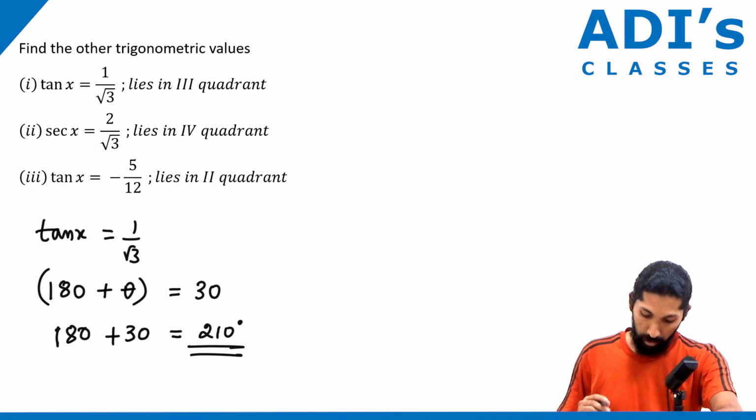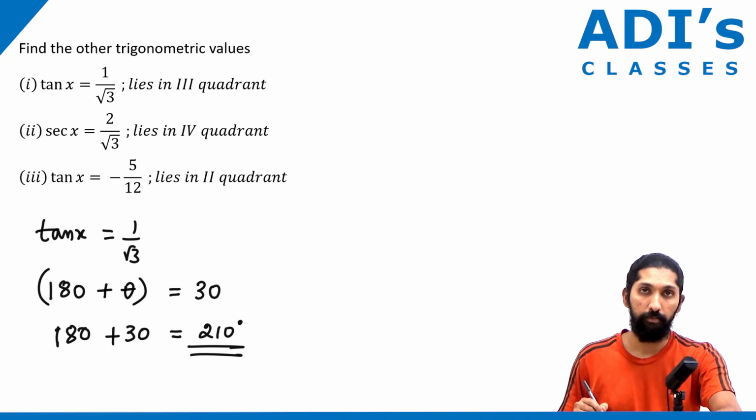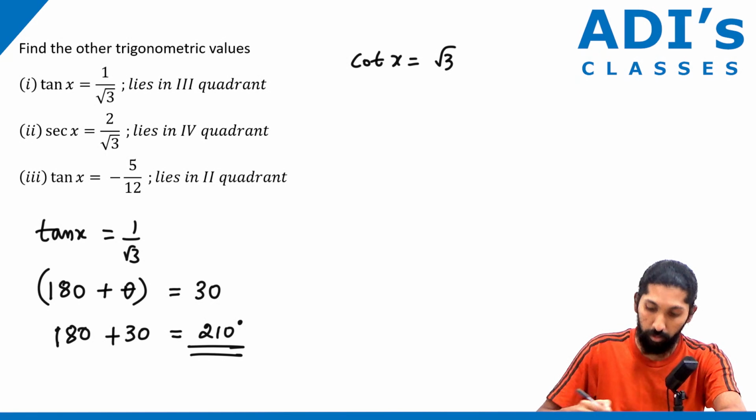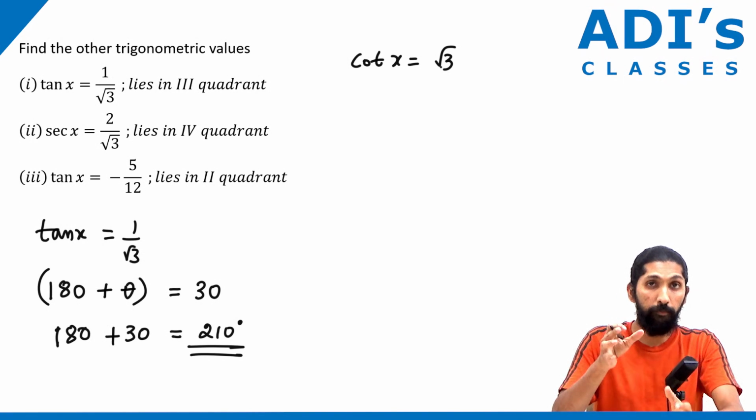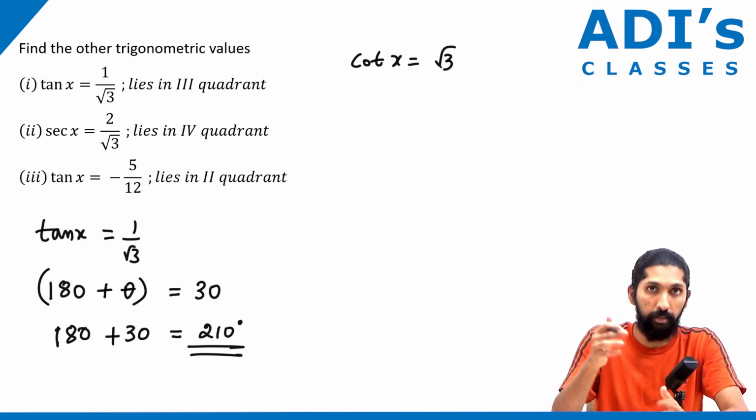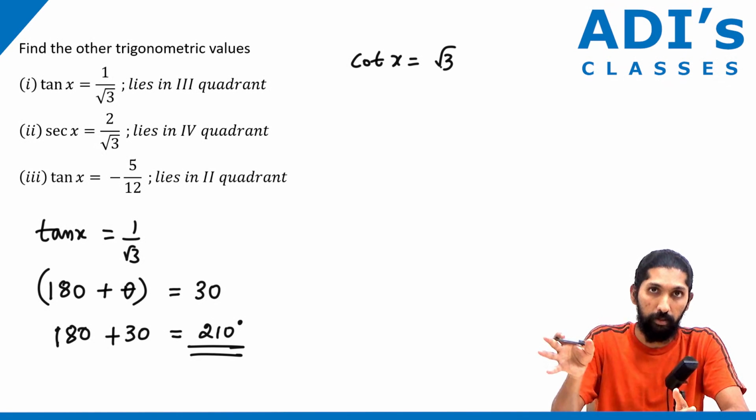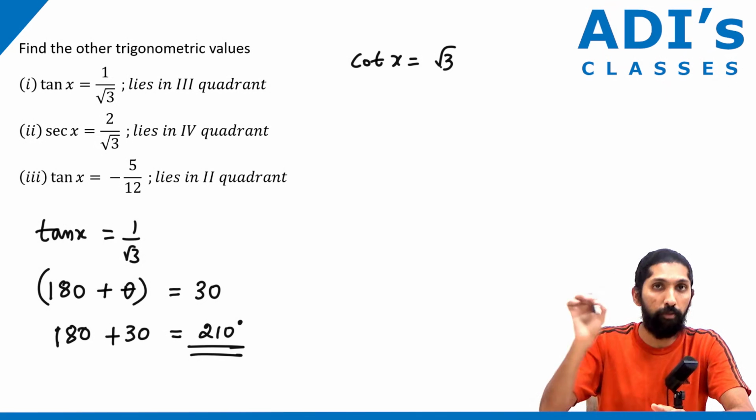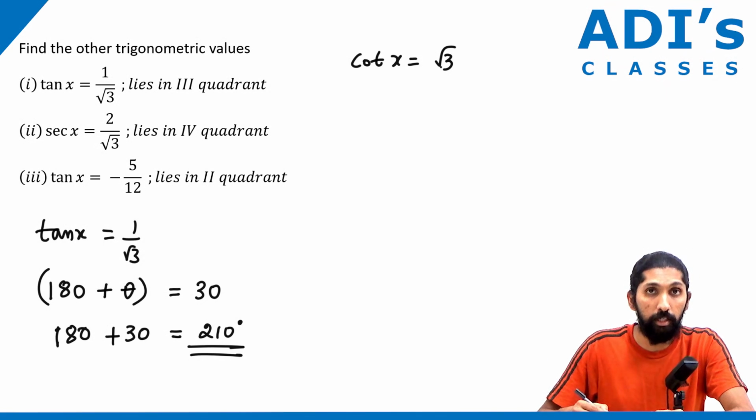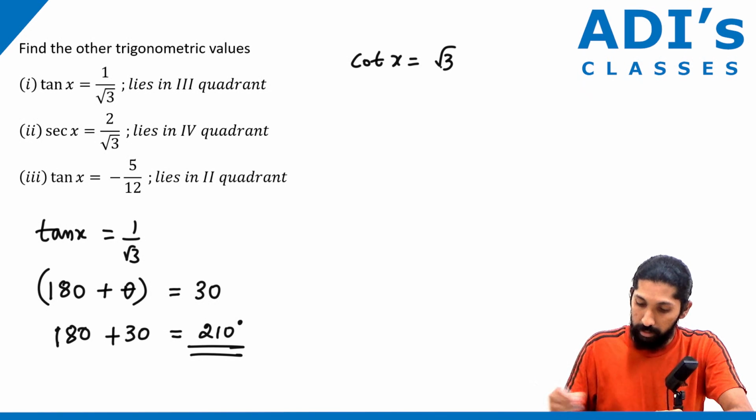All right. Now, if tan of 210 is 1 by root 3, next cot x will become just the reciprocal, which is root 3, correct? Now remember, we are just taking 30 values, like tan 30, cos 30, sin 30, that's all. But with the proper negative or positive sign. Okay? Cot x is root 3. Next, we'll go for sin x.